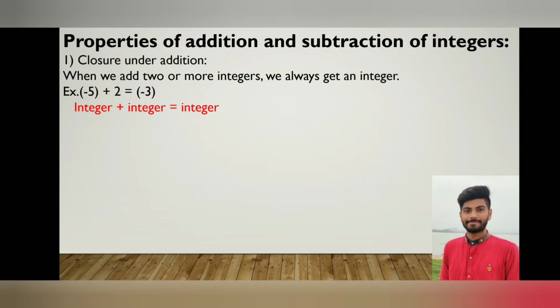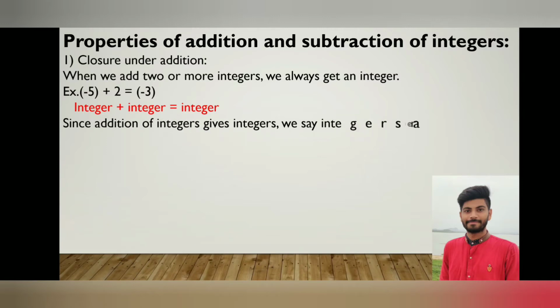So, integer plus integer, we will always get an integer. Since addition of integers gives integers, we say integers are closed under addition. This property is called the closure property, and we say integers are closed under addition.